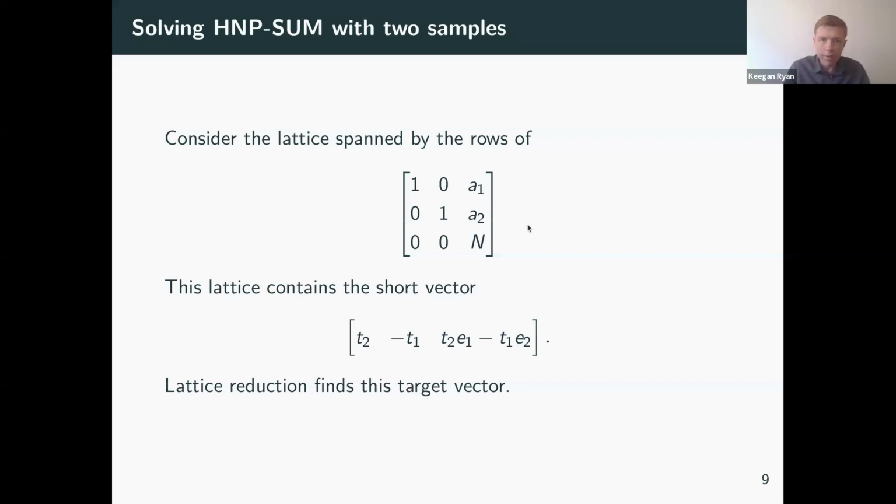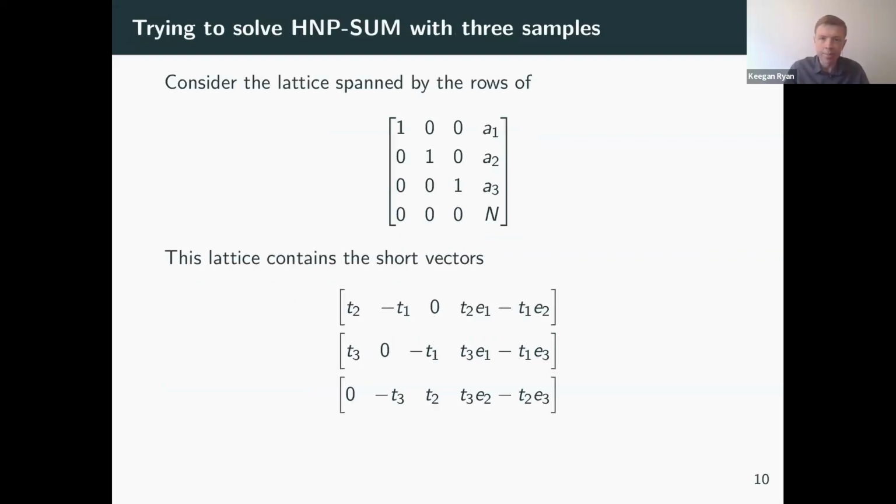Now, this works for solving HNP-sum with 2 samples. And we can ask, how do we do it with 3 samples? How do we do it with more samples than that? And there's a very obvious way to generalize this lattice construction for 3 samples, and we do so here. So instead of a dimension 3 lattice, we have a dimension 4 lattice. And instead of having that one target vector for the 2 multipliers, we have 3 different target vectors for each of the 3 different pairs of values.